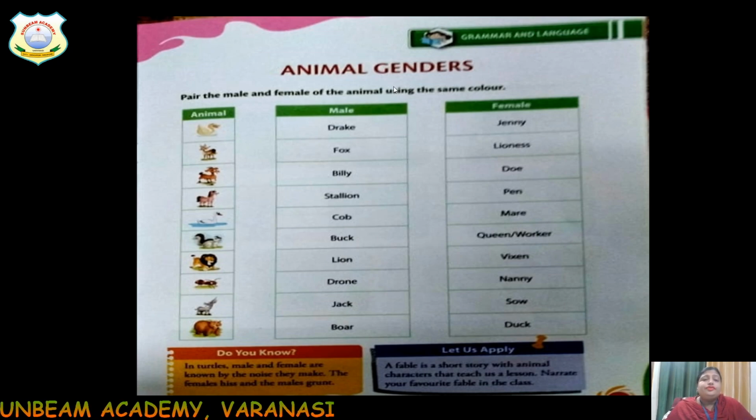In this chapter, what you have to do, first you have to write the date and then classwork. Write down the date and classwork. Now let's start. What you have to do, you have to pair both gender, male and female. Male means boy, female means girl. So you have to join both the gender of the animal. You can see here the pictures of the animals are made, and here is the male word written, and through this word you have to join with female words. These are the boy category words and these are the girls category words.